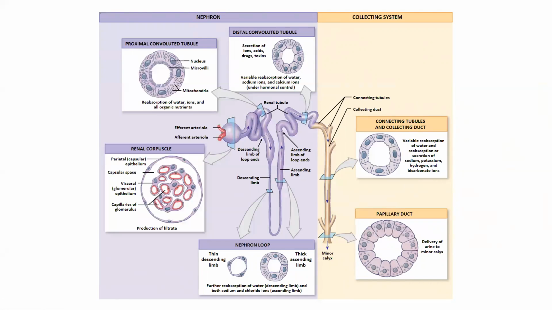So if you're well hydrated, we're going to lose a little bit of water here. You can stand to lose some water. If you're severely dehydrated, we're going to hold on to any bit of water that we can, and almost no water is going to be secreted here. So we have that last minute fine tuning of ions and of water in the collecting duct and the connecting tubules.